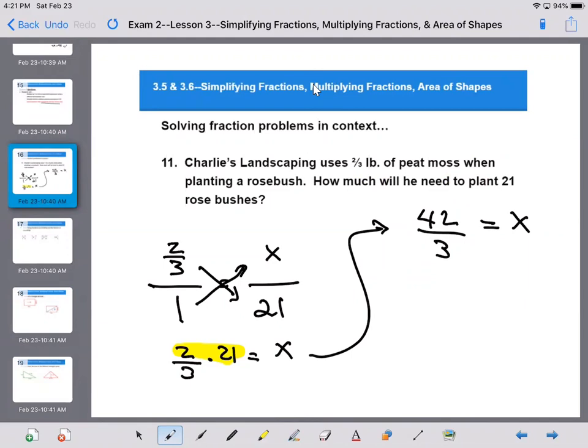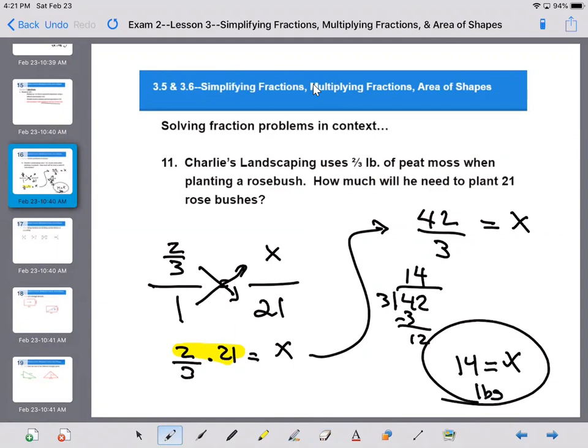And 42 divided by 3, it's 4 plus 2 is 6, so we do know that 3 will divide it, and it'll divide 14 times. So 14 is equal to X. So he will need 14 pounds of peat moss to plant 21 rose bushes.